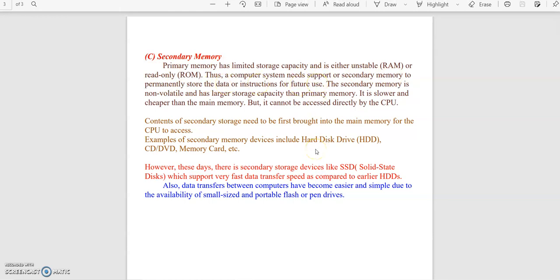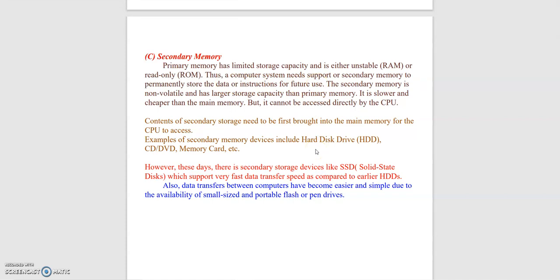Now, of course, we have important files. We need to store them so that we can use them later on. If we keep depending on the primary memory, half of our data will be wiped off. So, if the computer needs to store files permanently for future use, then we need a secondary memory. The secondary memory is non-volatile and has larger storage capacity than the primary memory. Storage capacity is the size, the amount of space that it has for storing. It is slower and cheaper than the main memory, but it cannot be accessed directly by the CPU.